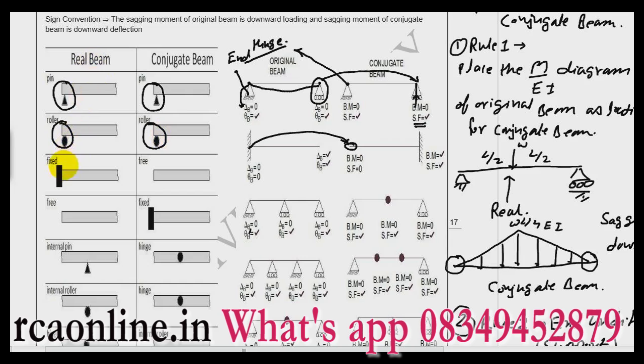So in the real beam, I have a fixed support which is converted to a free support. So what is the condition? That the fixed support is converted to a free support.